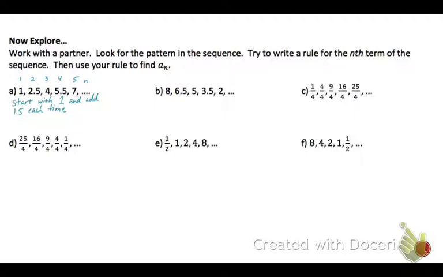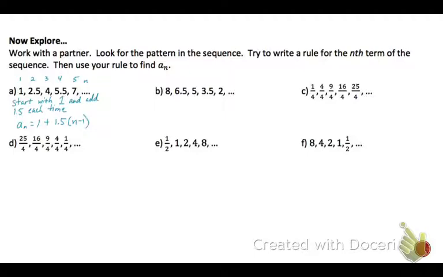Now to write a rule in terms of the position number n, what happens is that from the first to the second term, I add 1.5 once. And then from the second to the third term, I add 1.5 twice. So what I'm doing is adding 1.5 times 1 less than the position number. Take a moment and look at that and see if it works. So 1 plus 1.5 times 1 gets me up to the second term. All right, now let's look at B.